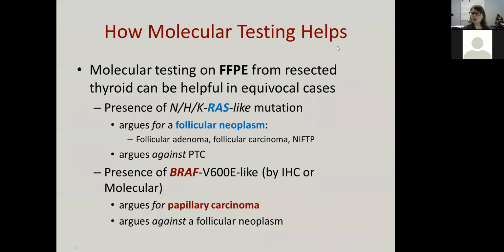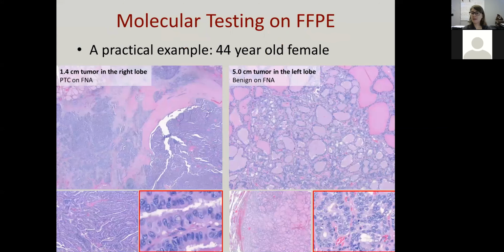All right, so molecular testing can help us on a resection thyroid if we find something like an HRAS, NRAS or KRAS mutation that would argue for a follicular neoplasm, whether it be adenoma, carcinoma, or NIFT-P, right? It argues against papillary. If we find a BRAF V600E or V600E-like profile, this will certainly argue for a papillary carcinoma. And here's an example of why this can be clinically important.